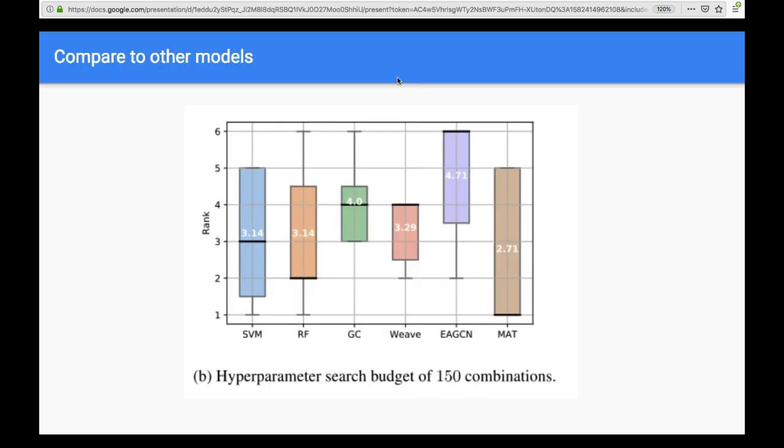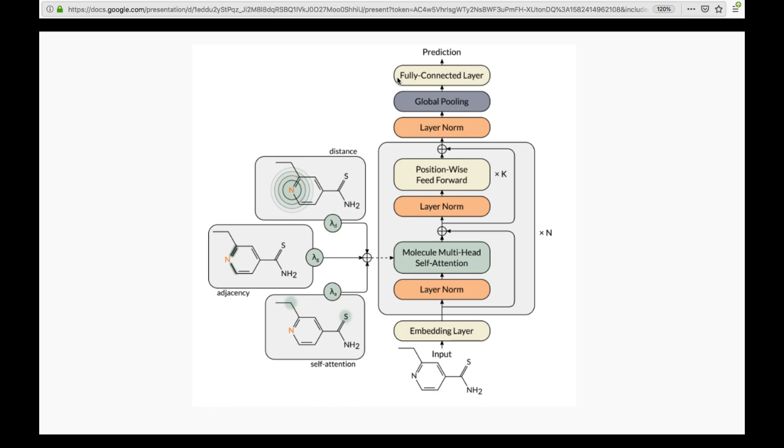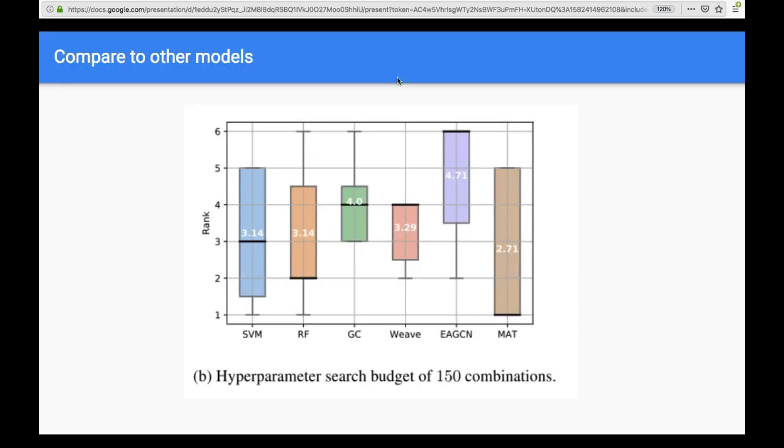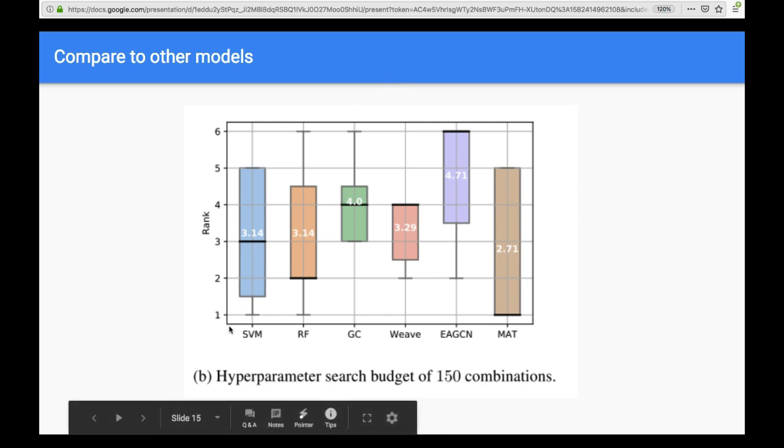And this paper actually evaluated this model on, I think, five or six different molecule property prediction tasks. To be honest, I am not familiar with those tasks, and if you are interested, you can look them up in the paper. But generally, the performance of this model on those different tasks is aggregated together so they can compare. They also compare this model with other models, like the support vector machine, random forest, and some other models, like the graph convolutional neural network.